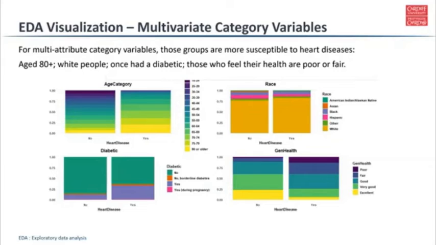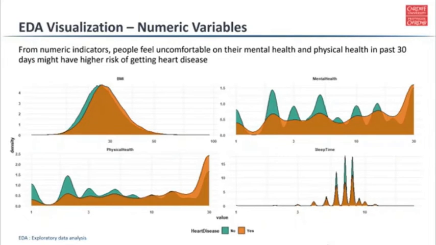The following groups are more susceptible to heart disease based on multi-attribute category variables. They are individuals over the age of 80, white people, those who have had diabetes in the past, as well as those who believe their health is poor or fair. From numerical indicators, people who feel uncomfortable about their mental health and physical health in the past 30 days might have a higher risk of getting heart disease.